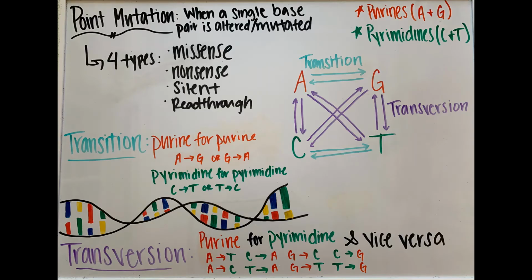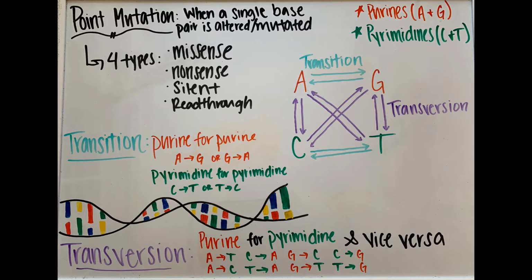So a point mutation is when a single base pair is altered or mutated. In this video, I'm going to talk about 4 types. There's missense, nonsense, silent, and read-through. To the right, there's a diagram that helps me remember the transition and transversion phases.